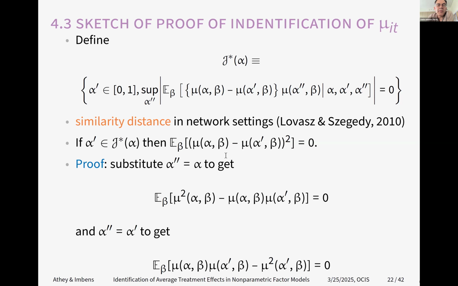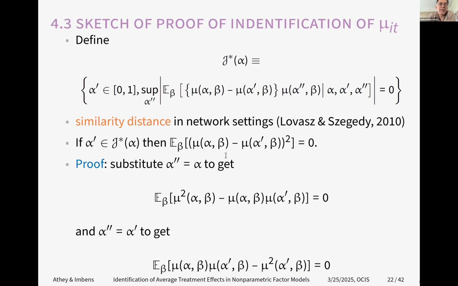Substitute in alpha double prime is equal to alpha, and then you'll see that the expectation of mu squared of alpha and beta is the same as the expectation of the product of mu alpha and mu alpha prime. And if you substitute alpha double prime is equal to alpha prime, then you see that the expectation of the square of mu alpha prime is the same as the covariance of mu alpha and mu alpha prime. And so the combination of those two implies that the difference between mu alpha and mu alpha prime must have expectation 0 when the expectation is taken over beta.